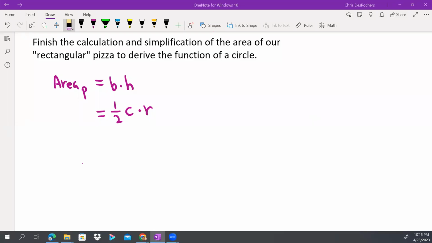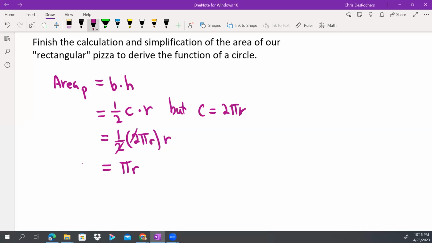We have the area of the pizza equals the base times the height, which is equal to 1/2 of the circumference times the radius. But circumference equals 2 pi r. Using substitution, we have 1/2 times 2 pi r times the radius. The 2's cancel, and we have pi r squared, which is the area function of a circle.